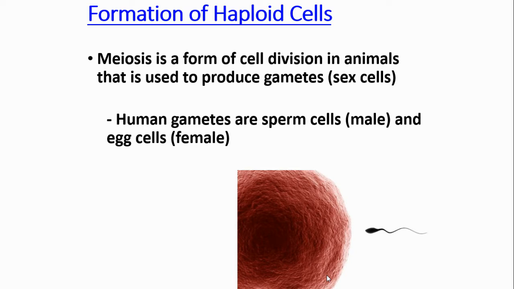It's how we produce our sex cells or our gametes. Human gametes are the sperm cells, which come from the men, and the egg cells, which are females. And you can see the picture here below. There's a sperm, there's an egg. Eggs are considerably larger than the sperm.